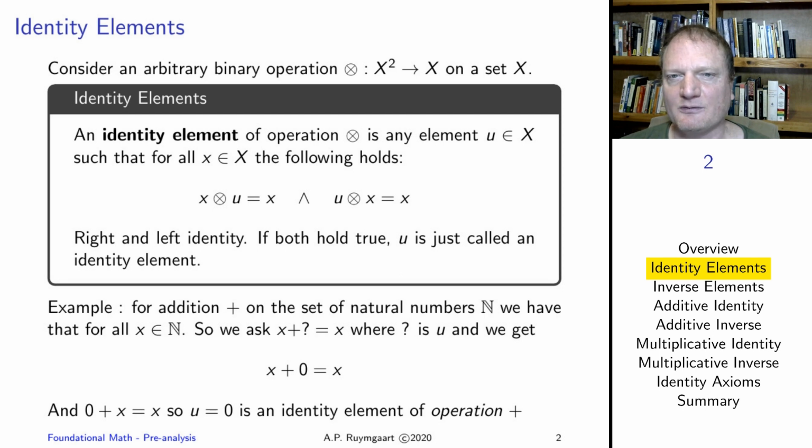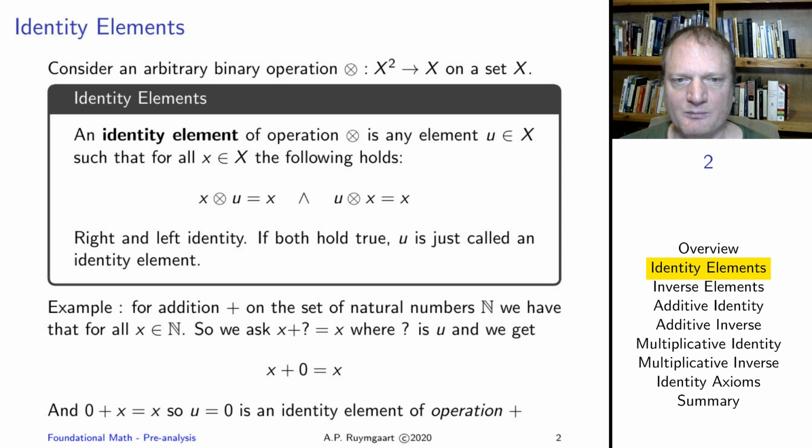An identity element of the operation ⊗ is any element u that's a member of the set X, such that for all x in X, the following holds true: x ⊗ u equals x, and u ⊗ x equals x. And these are called right and left identity, respectively.